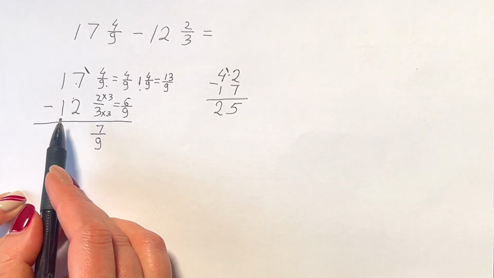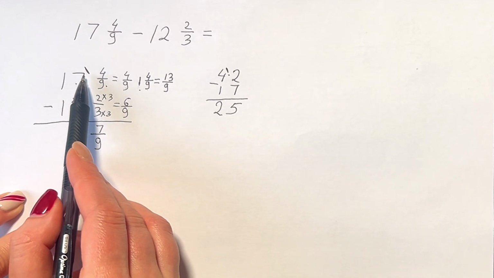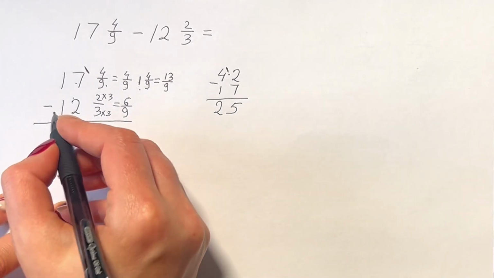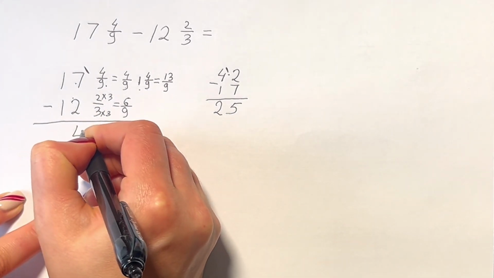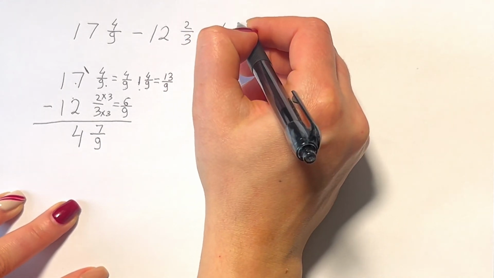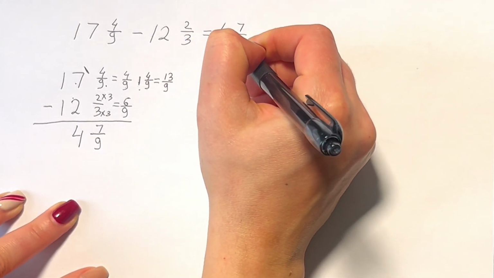Now let's subtract the whole numbers. Because there is a borrowing sign on the top of 17, it's now 16. 16 minus 12 is 4. The answer will be 4 and 7 over 9.